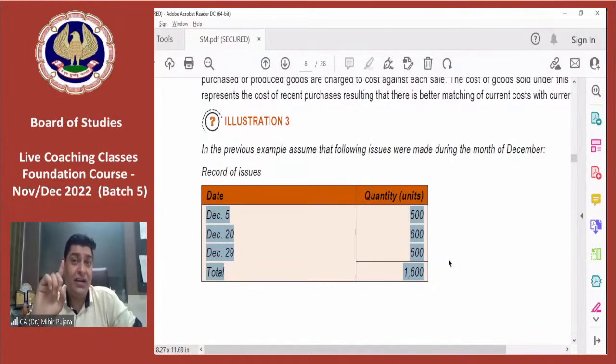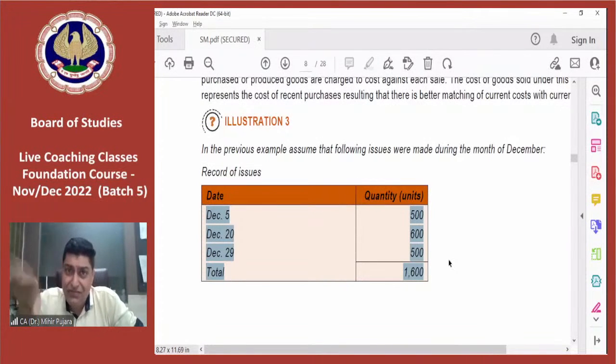I will not write this sentence in my PPT or Word file. I will not share a PDF of this particular sentence, but it is an important and simple sentence. So write it in a notebook. First listen. 2600 minus 1600, so 1000 units of closing stock, that you can easily understand without touching the calculator, right?